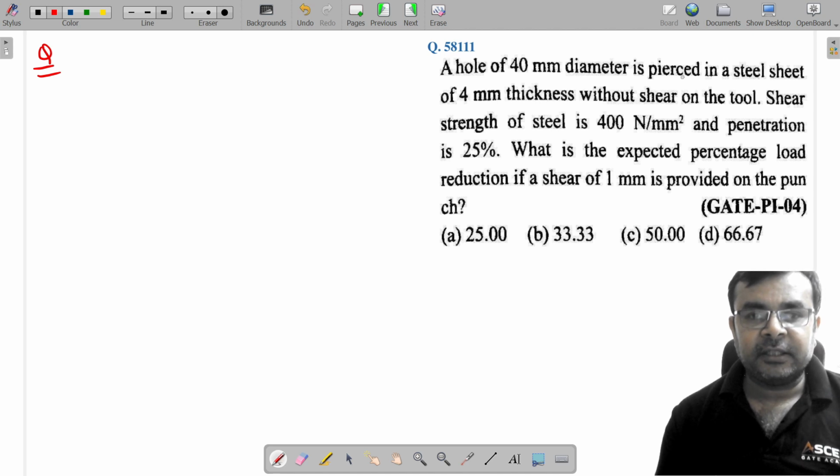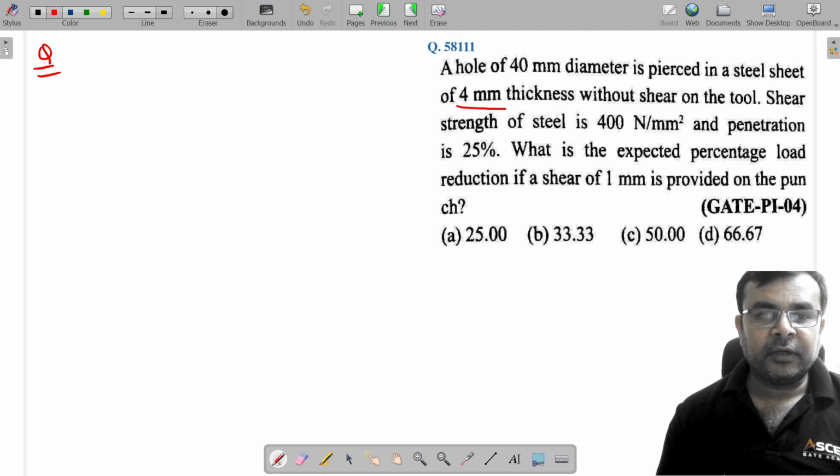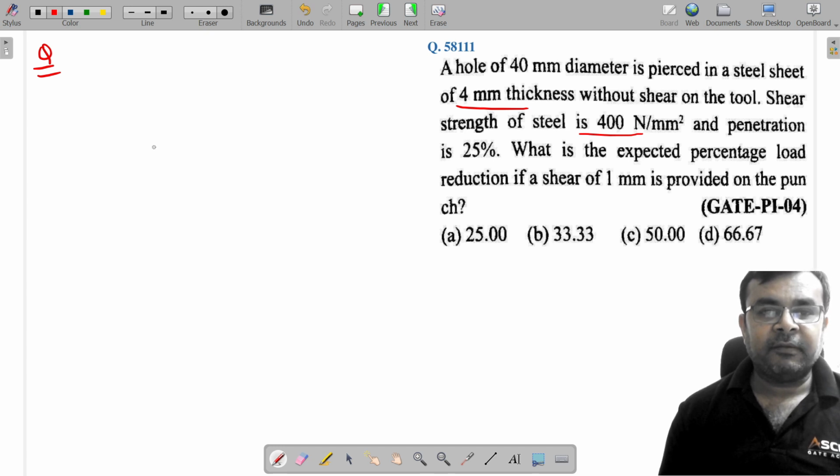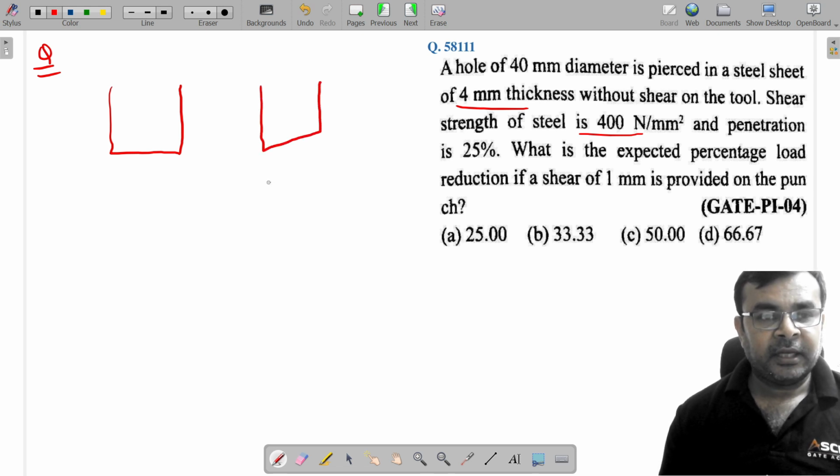A hole of 40 mm diameter is pierced in a steel sheet of 4 mm thickness without shear on the tool. The shear strength of the steel is 40 Newton per millimeter square. The penetration is 25%. What is the expected percentage load reduction of the shear 1 mm punch? So it means you have a punch like this, and in the other case you have a sheared punch like this, and the value of shear is this height, which is given here as 1 millimeter.